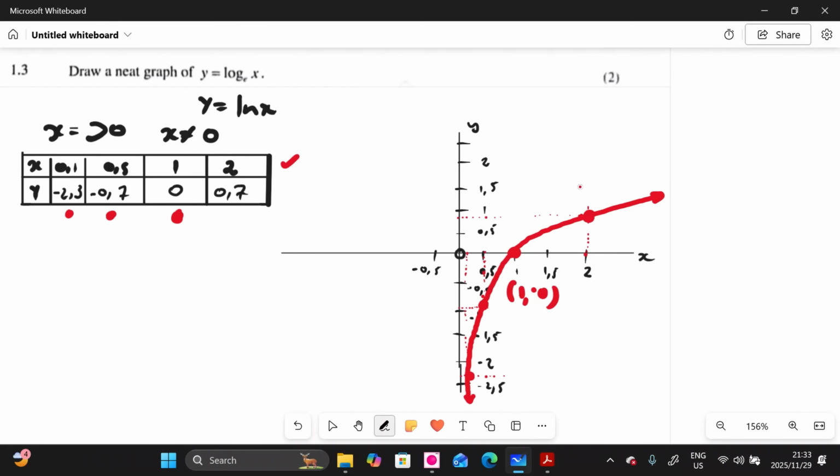And another thing that you must not forget is to label the graph. So this graph here, it's actually y equals log base e of x, or you can write it as y equals ln x. One of the two, it's okay, right? So this table here is not necessary as long as you know how to draw the graph. If you don't know how to draw the graph, rather use the table.